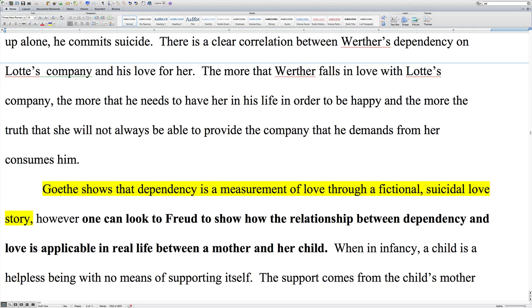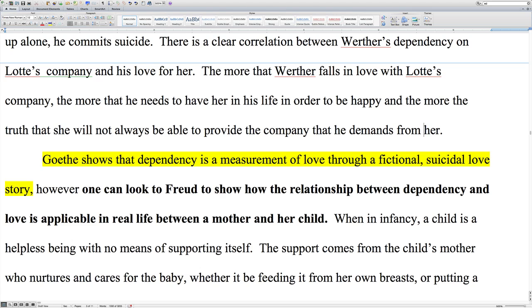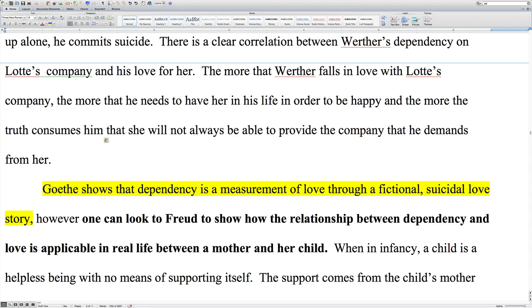Let's see what happens here. The more that Werther falls in love with Lottie's companion, the more that he needs to have her in his life in order to be happy, and the more the truth that she will not always be able to provide the company that he demands from her consumes him. Yeah. Now, truth consumes him is actually kind of the full thought. This that she will is a very long kind of detour. Might be better to put that right next to the truth. And the more that the truth consumes him, that she will not be from her.